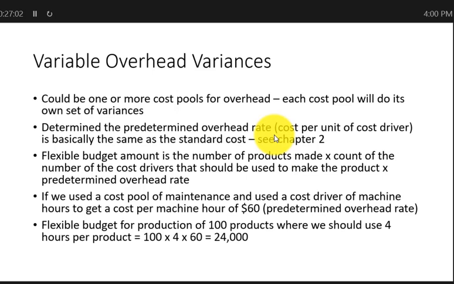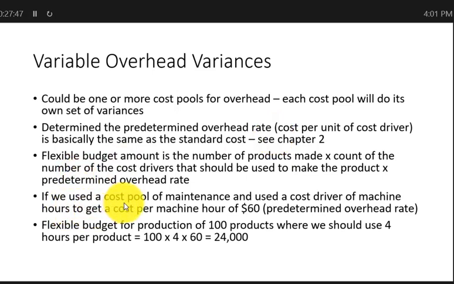So we take our flexible budget, the number of products we made times the count of the cost drivers that should have been used to make the product. So, for instance, if you were making 1,000 units, and they each are supposed to take 2 machine hours of this particular cost pool, then that's your flexible budget times whatever a machine hour costs in terms of utilities, in terms of maintenance, all that good stuff to run that machine.